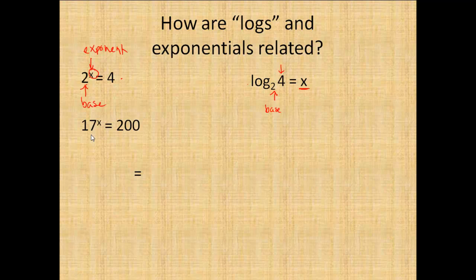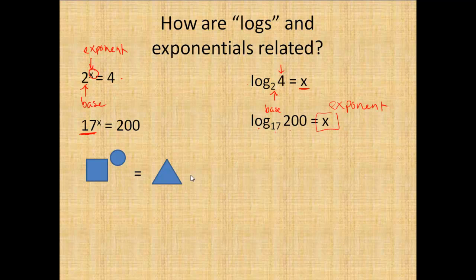So if we had 17 to the x is equal to 200, we would rearrange it. The 17 is our base, so that's going to be the small number down here. The 200 is going to come over and we're equaling x. So log base 17 of 200 is now equal to our x. When you have a logarithm, the value over here is the exponent.